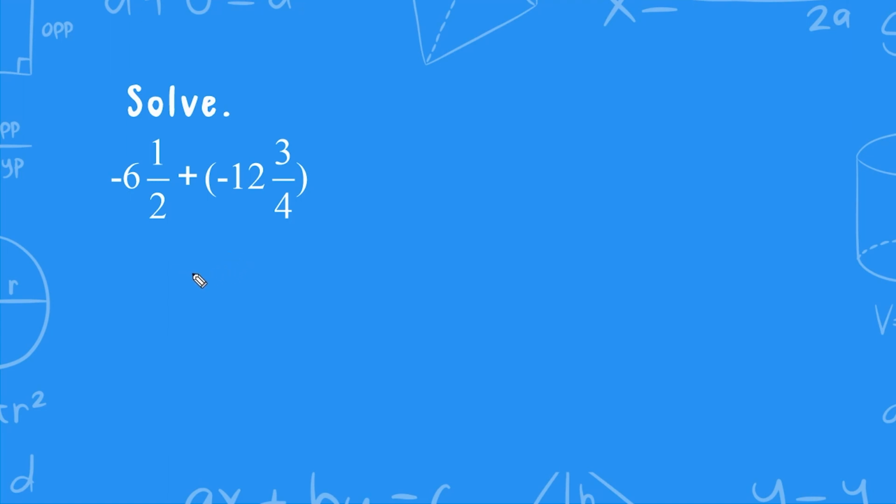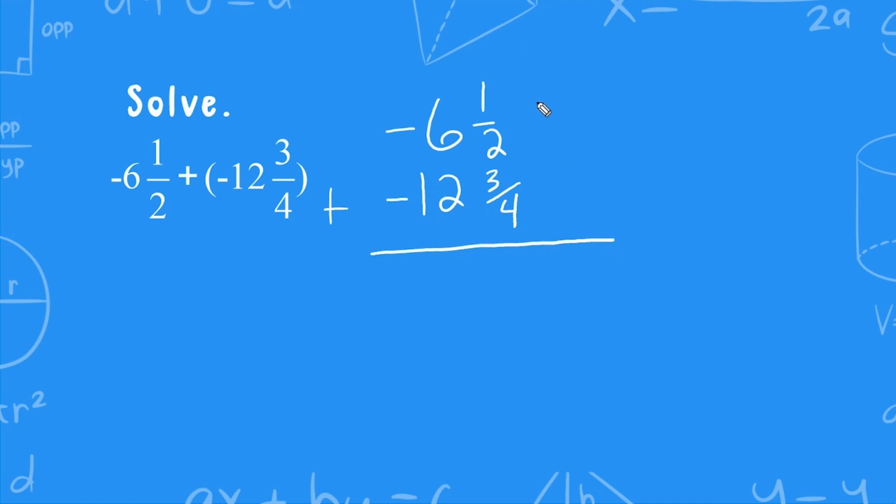All right, in this problem, we are adding -6.5 to -12.75. Now, one strategy that a lot of people like to use is they like to rename both of these mixed numbers into an improper fraction. Now, you have to do that when multiplying and dividing, but when adding or subtracting, you actually don't have to. We can actually leave these as mixed numbers. It's just kind of a preference.